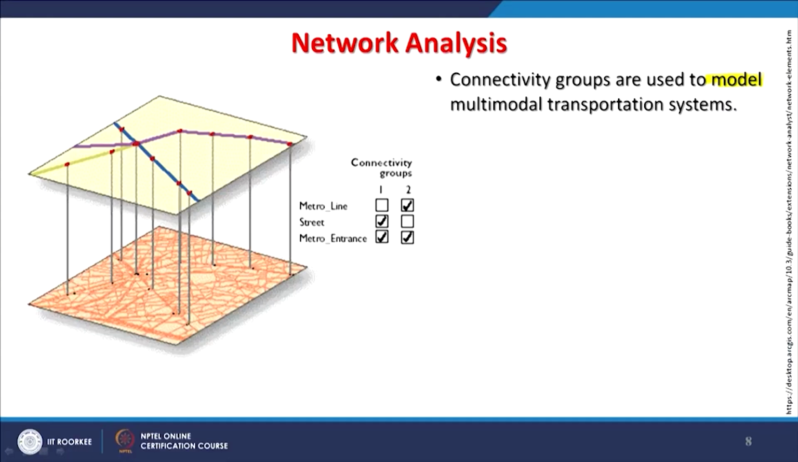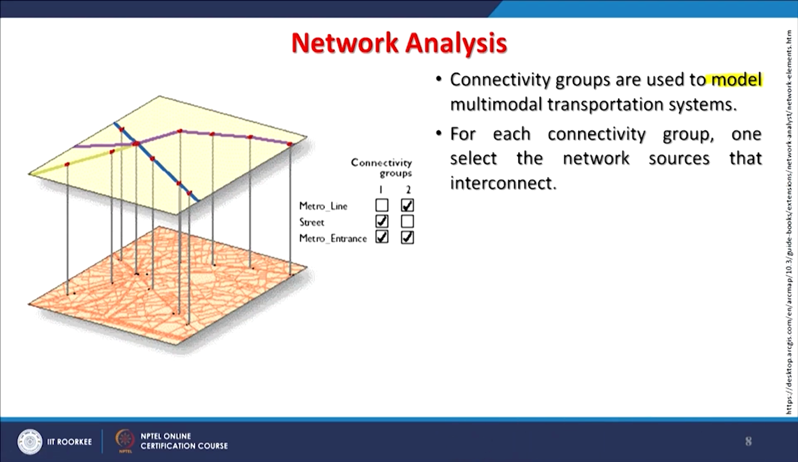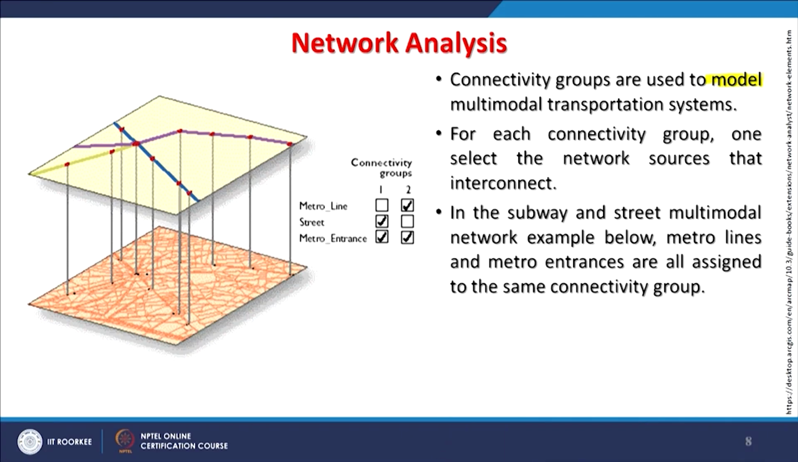And connectivity groups are used to model. Basically, what we are using GIS for, many times, is predicting something. Predicting, in this case, resources moving through a network. So, model multimodal transportation systems. Here, multimodal, in this particular example, means one is road transport and another is the metro. And as you know, for each connectivity group, one selects the network sources that interconnect. So, if somebody is analyzing the road or the metro, the analysis will be done accordingly.